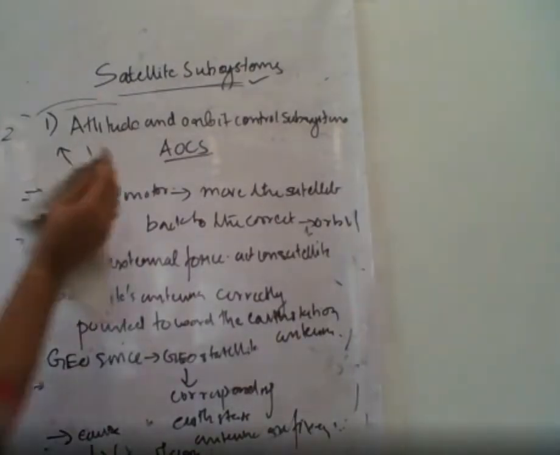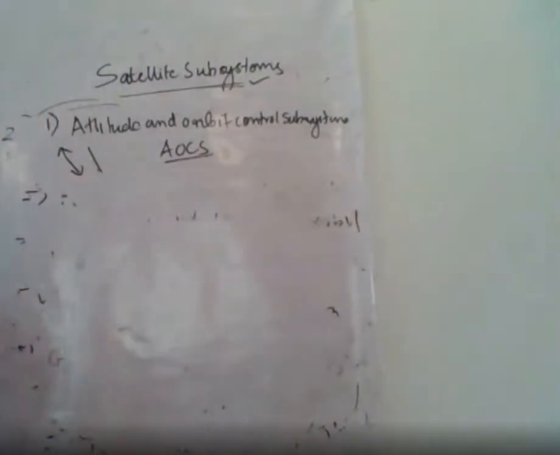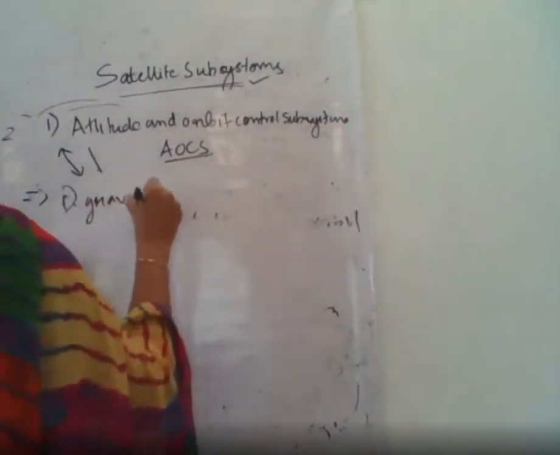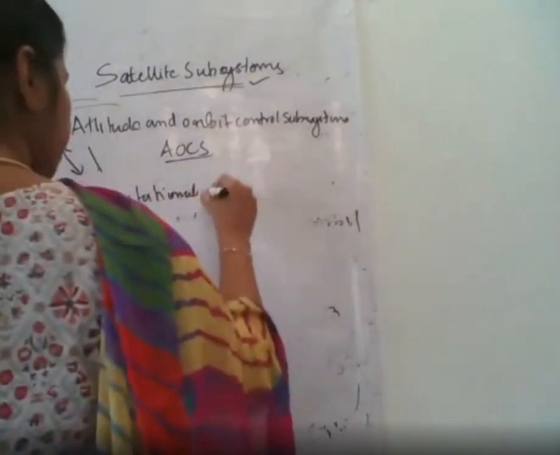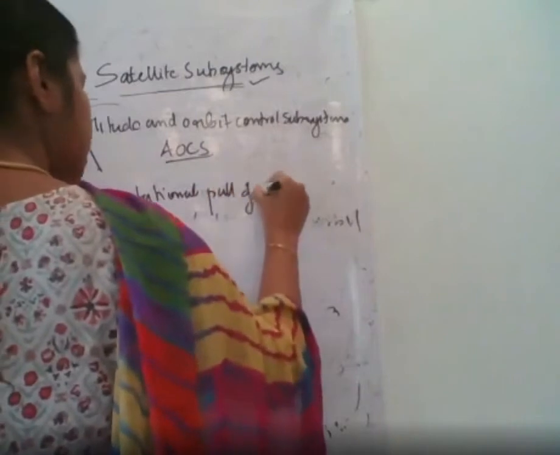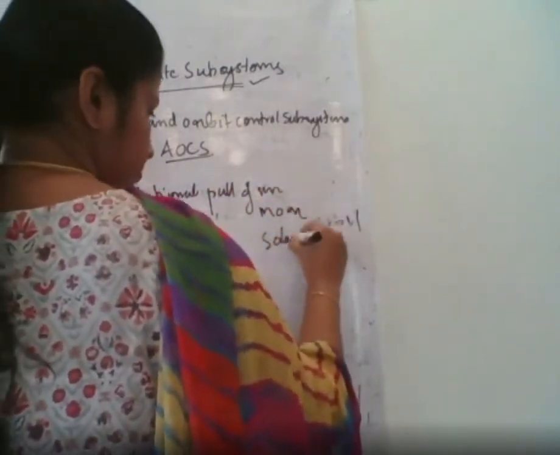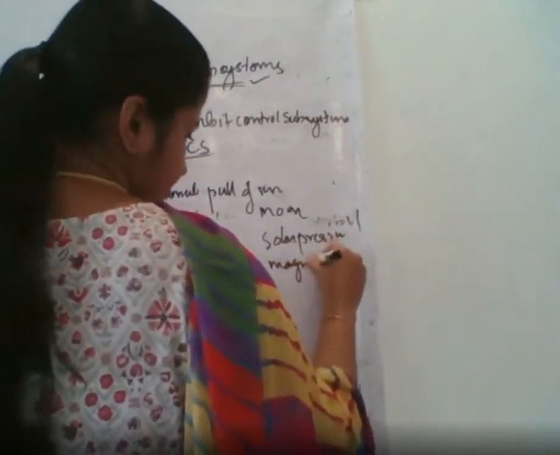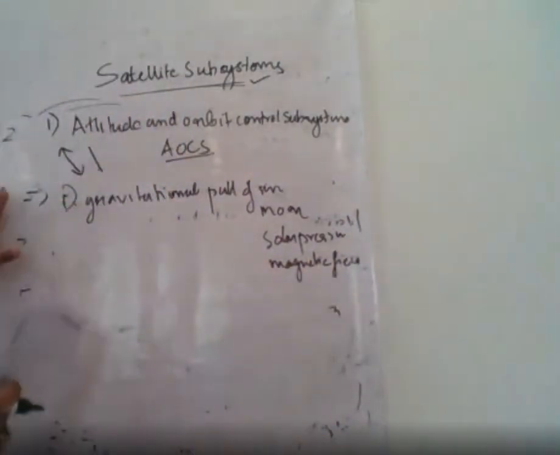And as we have discussed, there are several forces acting on the satellite. There are the gravitational pull of the sun and moon, solar pressure, and the magnetic field. These are the various forces which act on the satellite.